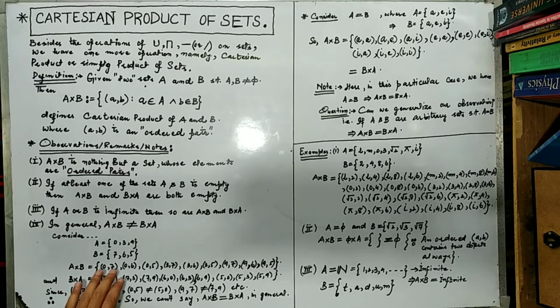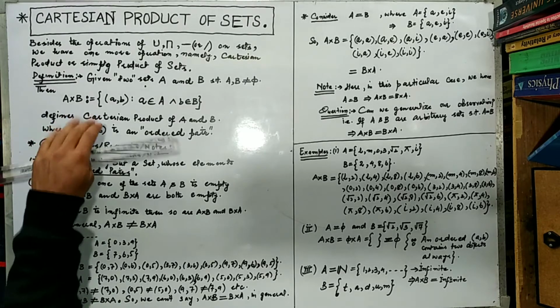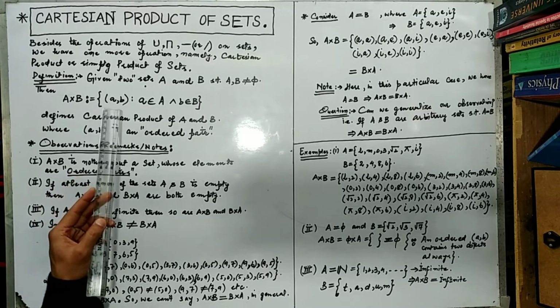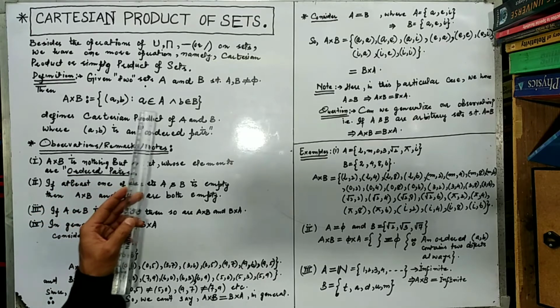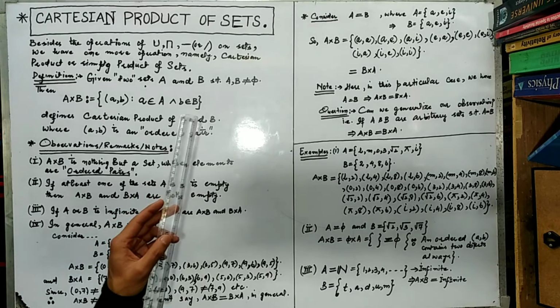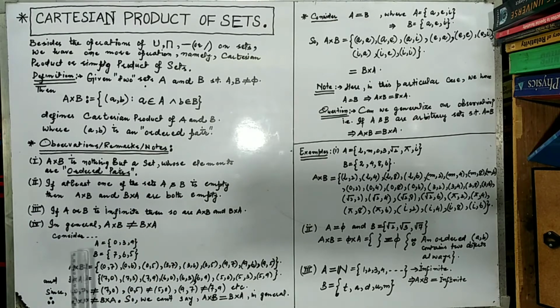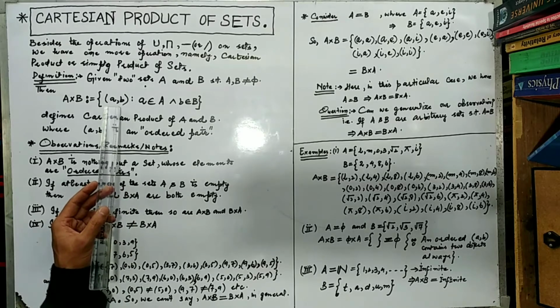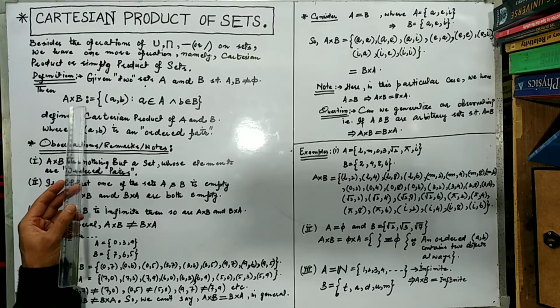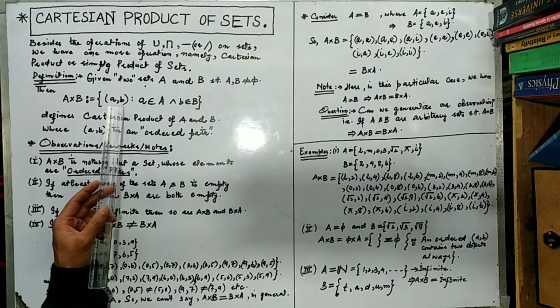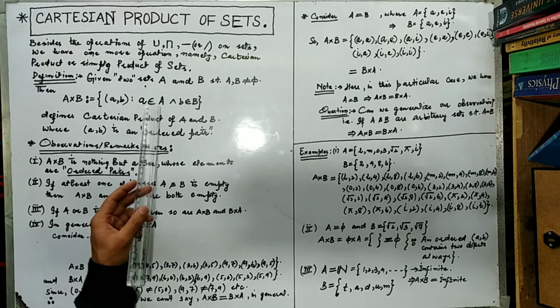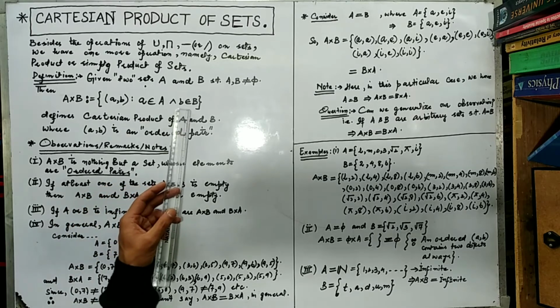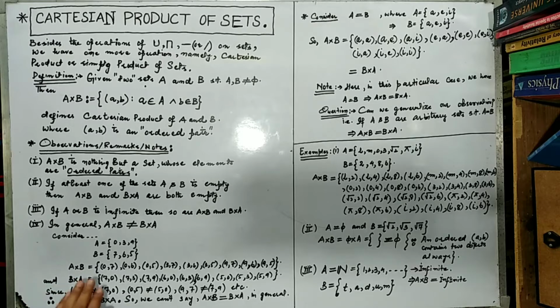Simply, I will apply the definition to this particular case and see what we get. As you can see from this definition, A cross B consists of the ordered pairs (a, b), where a belongs to the set A and b belongs to the set B. It means that in an ordered pair (a, b) of the Cartesian product A cross B, the first element comes from the set A, and the second element comes from the set B. So I want to calculate the Cartesian product A cross B. Applying the definition, I get this very set.